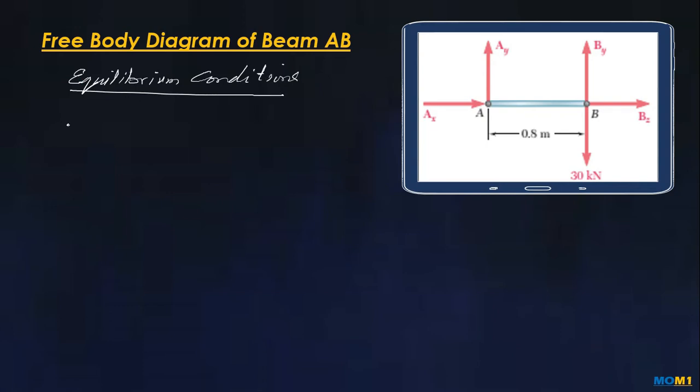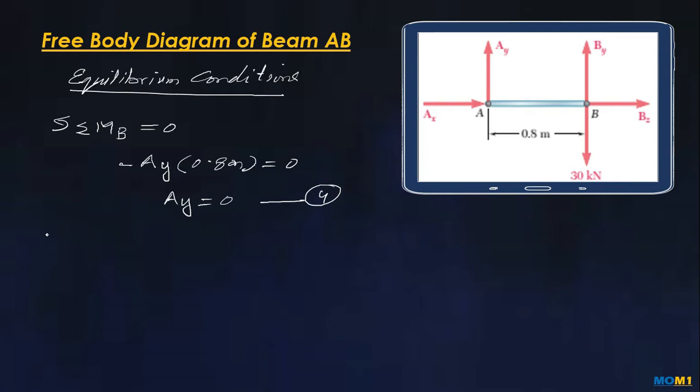in that, summation of moment about B, so we are having minus Ay into 0.8 meter is equal to 0, so Ay is going to be 0. This is equation 4.